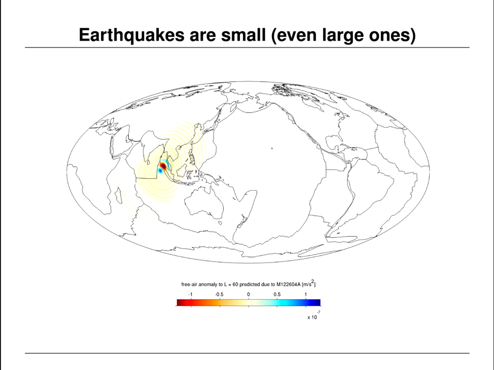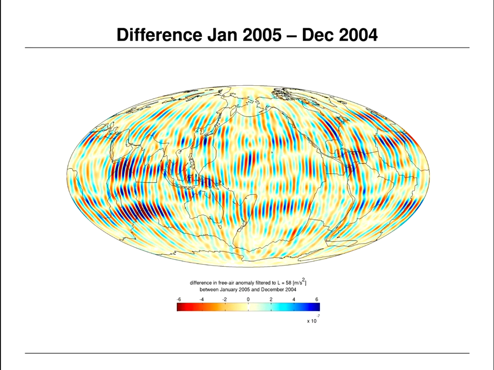So how can we look? Well, let's do the most basic thing we could do. Let's just subtract the January 2005 and December 2004. I showed you those 2 months. They look like plate tectonics. You couldn't tell the difference. Well, here's the difference, and it's full of stripes.